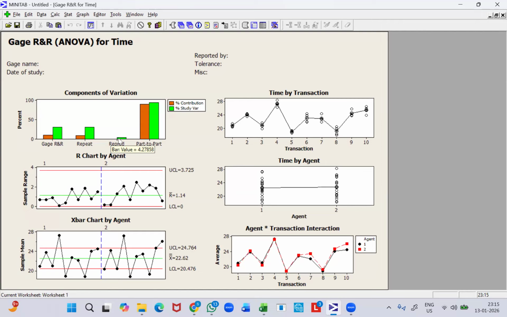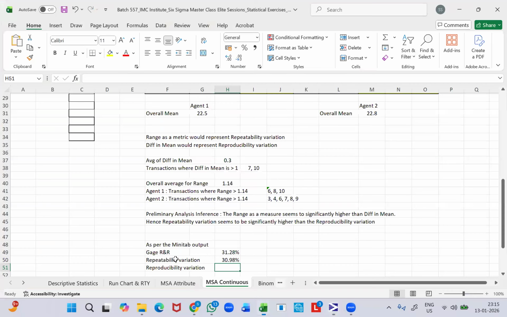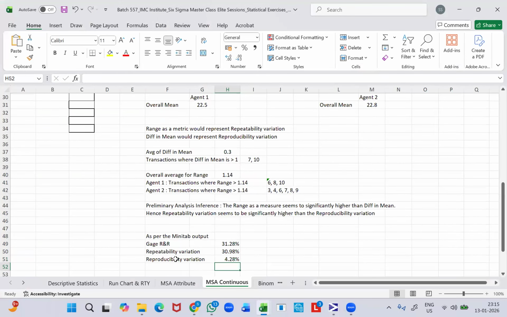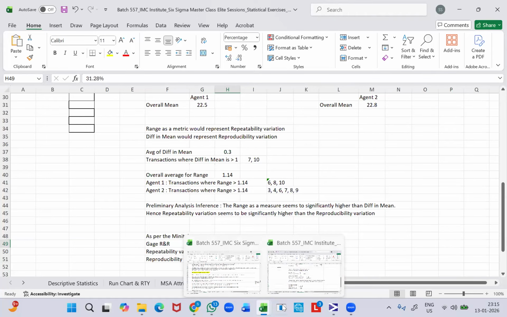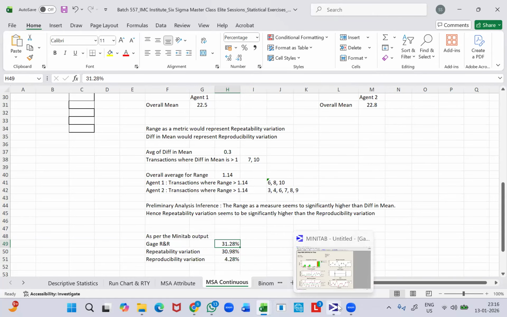So the value is 4.28%, right? So the reproducibility variation is 4.28%. And this is what we inferred when we performed the preliminary analysis: the repeatability variation was significantly higher than the reproducibility variation. And the overall gauge R&R variation also seems to be much higher compared to the criteria limit of less than 10%. So let us go back to the graph.